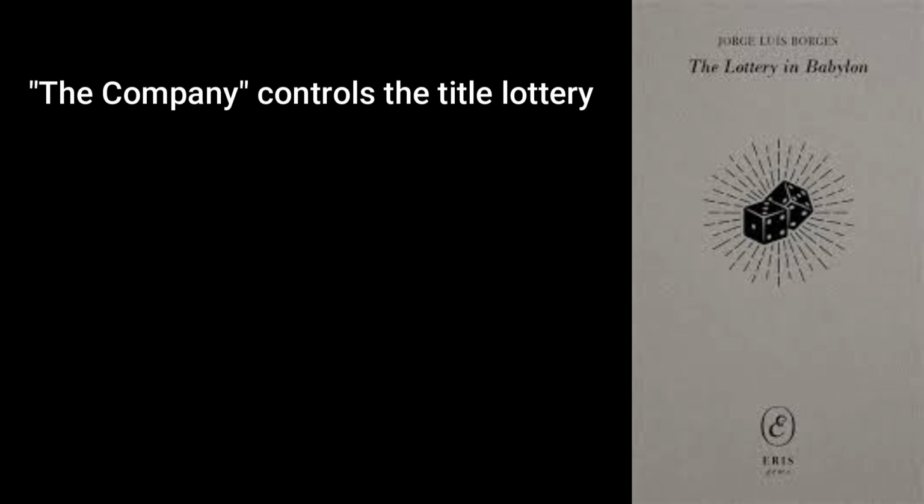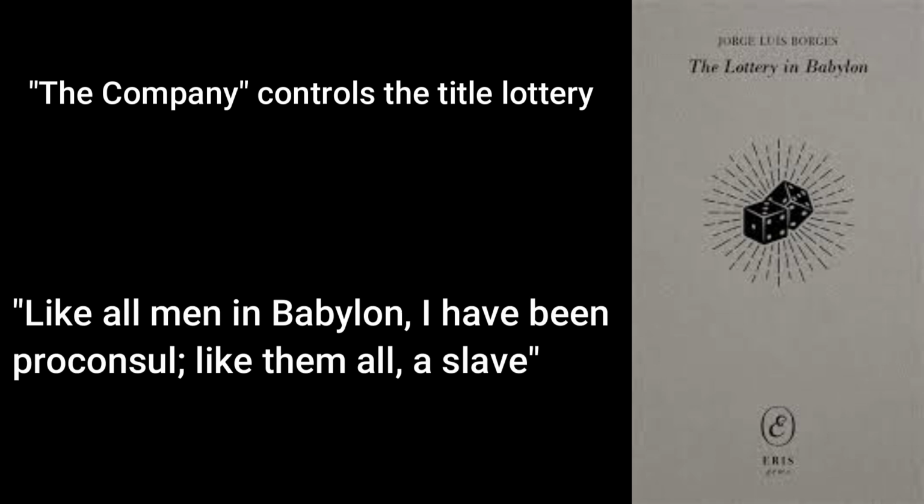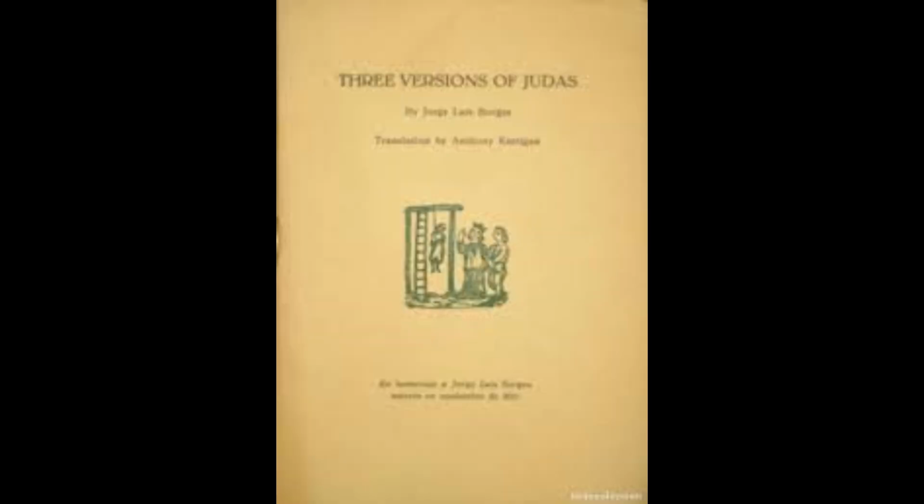So a few clues here is, of course, going to be this Company, but also there's a very important quote, which is going to be, "Like all men in Babylon, I have been proconsul. Like them all, a slave." This idea of the proconsul and slave is clued often for this. So next up, we're going to be talking about the story Three Versions of Judas.